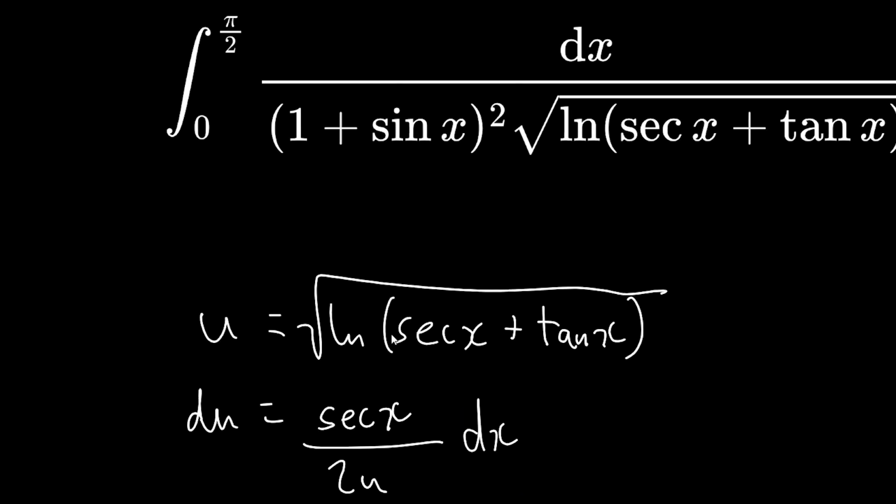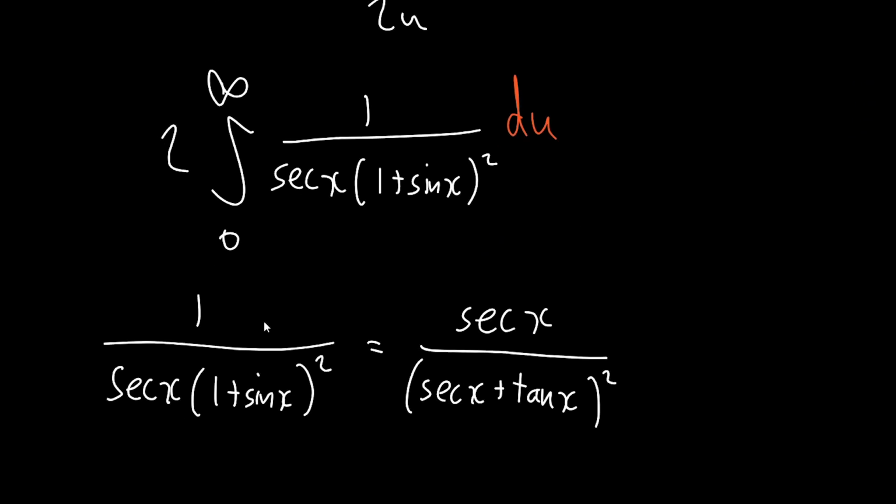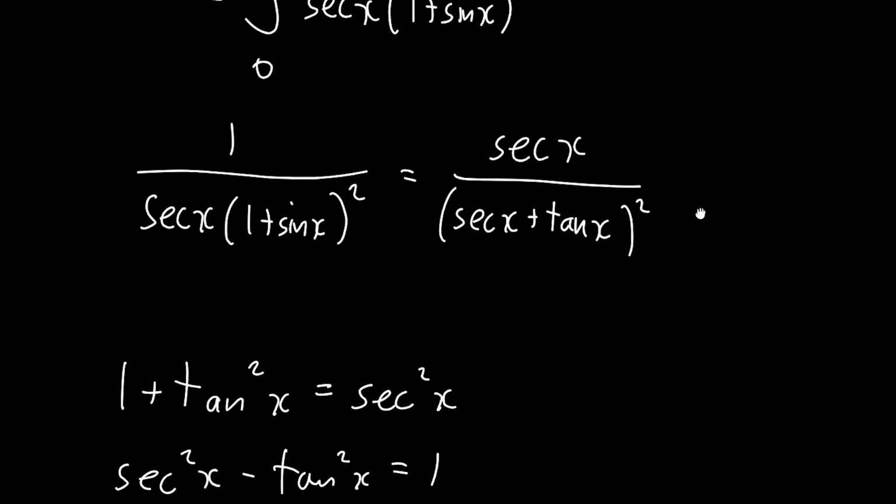And we can see that we've gotten rid of this nasty square root ln sec x plus tan x term right off the bat. So now we have 1 over sec x times 1 plus sin x squared as what we want to have in terms of u. Now, what we can do is write this as sec x over sec x plus tan x squared by multiplying top and bottom by sec squared.